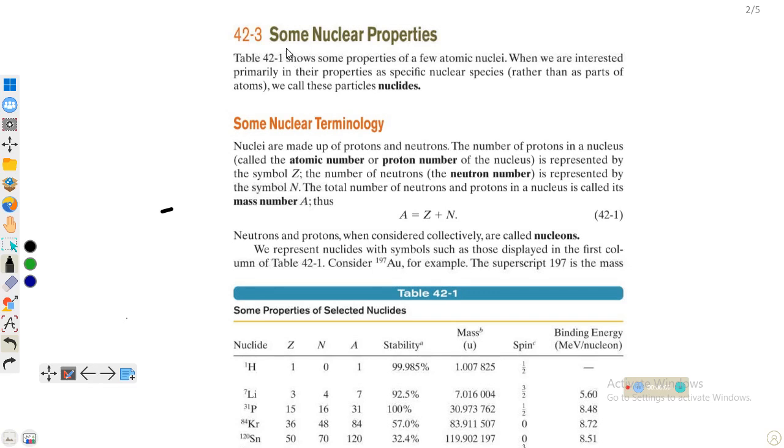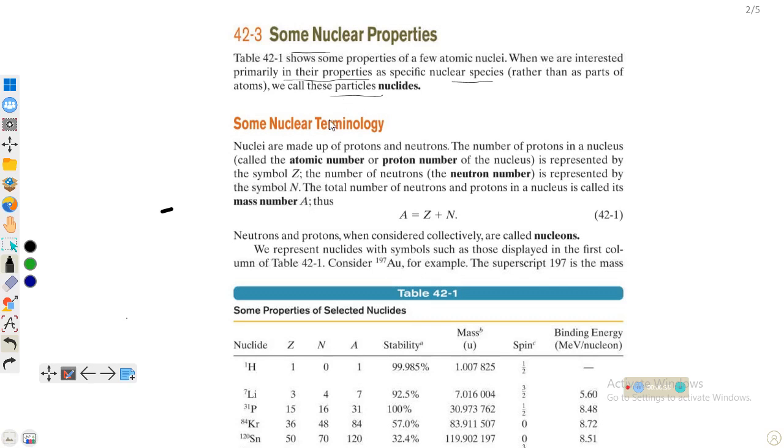In this lecture, we will discuss some nuclear properties, and then we will use these properties in the further study of nuclear properties and nuclear forces. First, we are interested primarily in the properties of specific nuclear species rather than as a part of the atom. We call these particles nuclei.